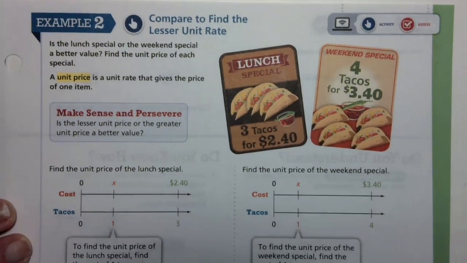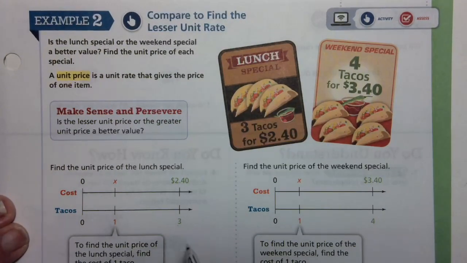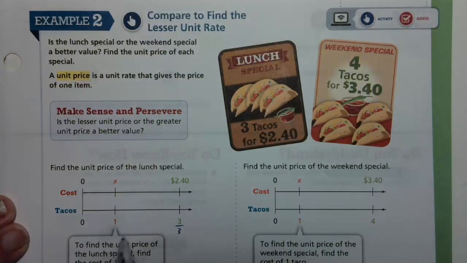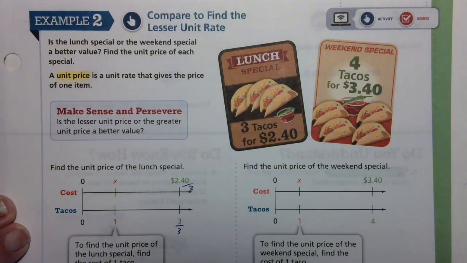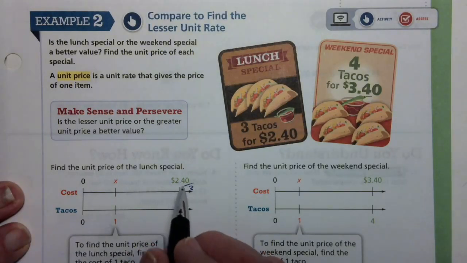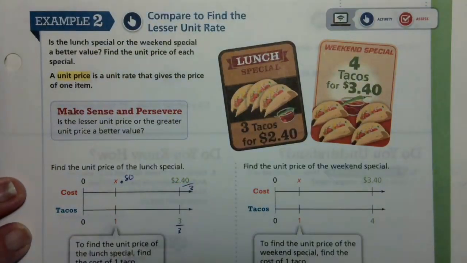And they made you a little chart right here. 3 of them cost $2.40. So if I take 3 and divide it by 3, it gives me 1. So I need to take $2.40 and divide it by 3. You should know that that's 80 cents because 24 divided by 3 is 8. So that's going to be 80 cents.